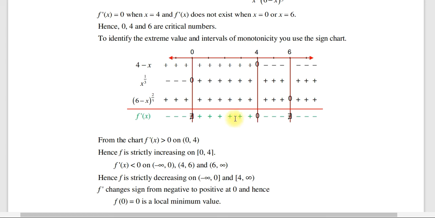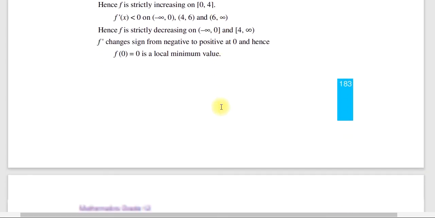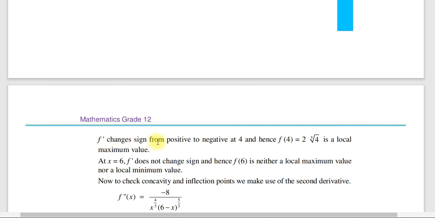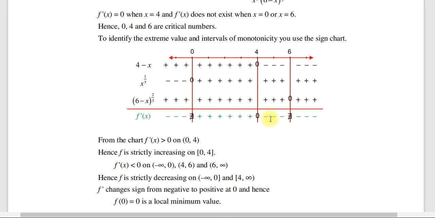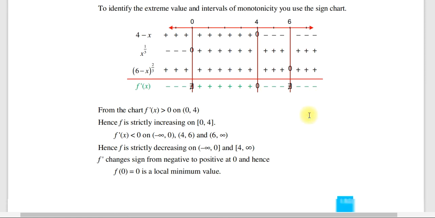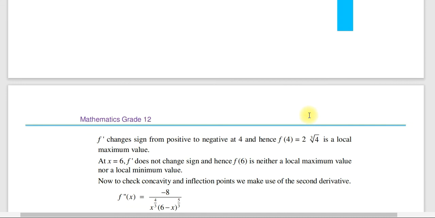Now at 4, the value changes from positive to negative. f prime changes sign from positive to negative at 4 and hence f of 4, which is equal to 2√4, is the local maximum value. At x equal to 6, f prime doesn't change sign and hence f of 6 is neither a local maximum value nor a local minimum value. At 6 it was negative and here it is negative too, so there is no sign change. Therefore it is not a local minimum, and there is no local maximum.